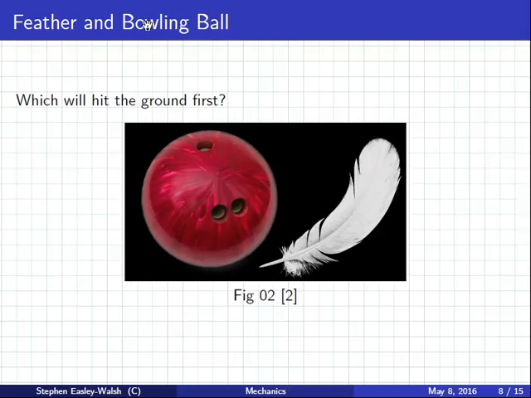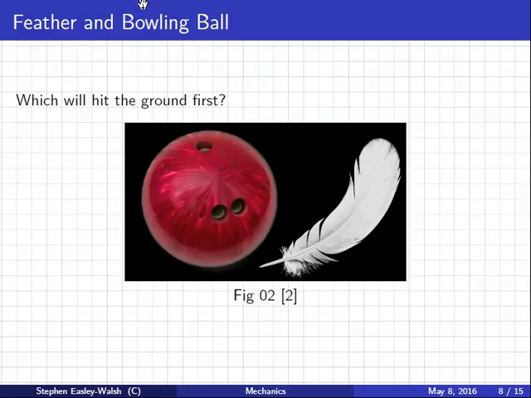Let's do an experiment. One bowling ball, one feather. Drop it. Real life. Which will hit the ground first? Yeah, we only deal with real life in physics. This isn't biology or something. So the bowling ball will hit the ground first. Of course, you know this from your experience of dropping feathers and bowling balls.